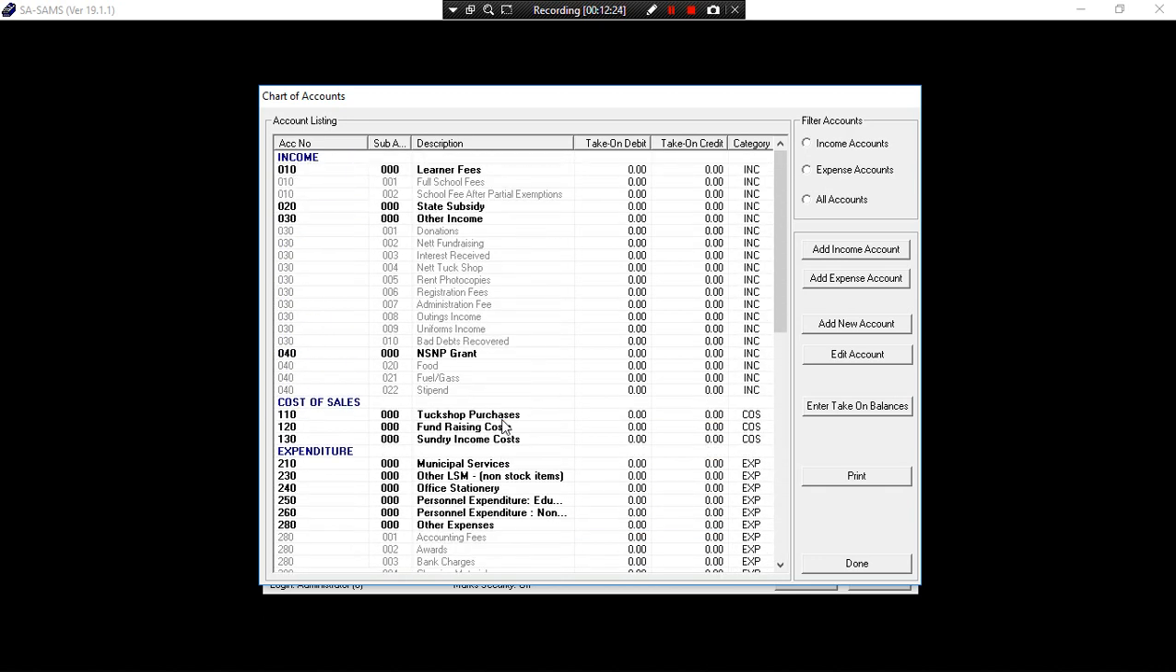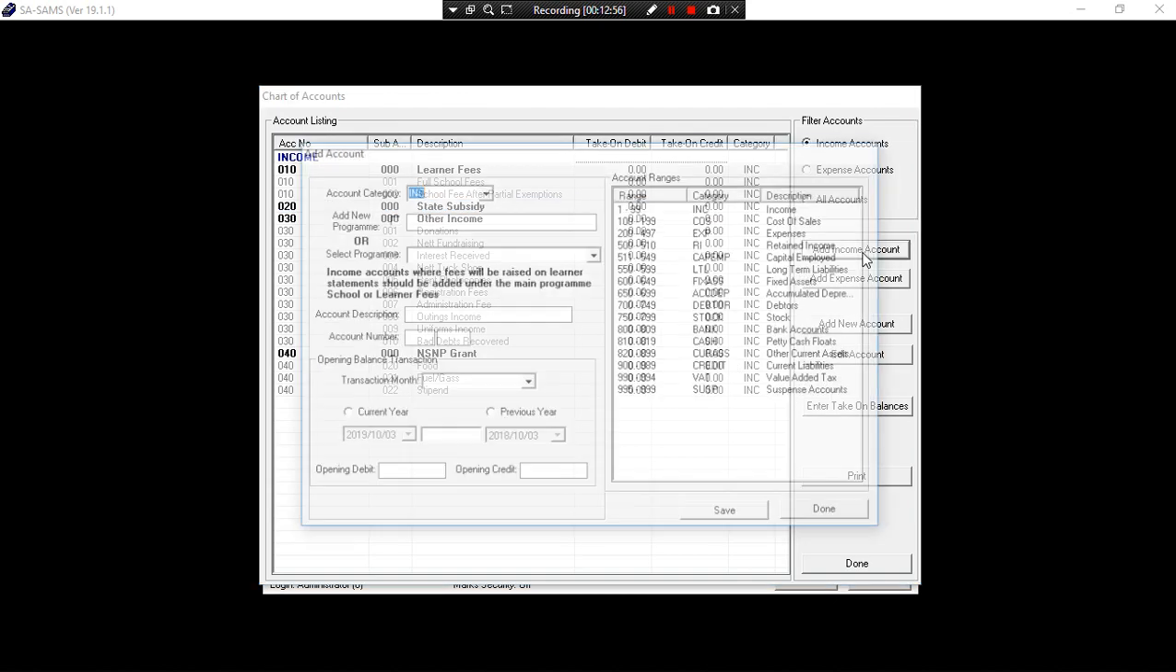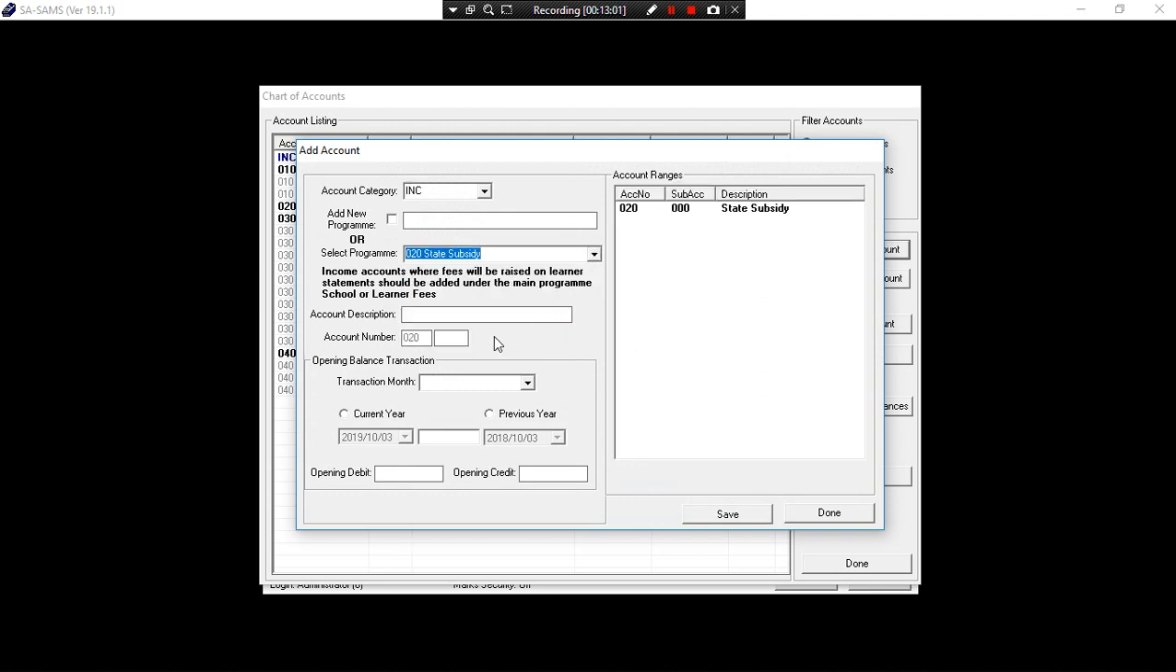Now we are going to maintain income in terms of norms and standards. Then in here we say state subsidies. Let's categorize this, let's filter it by income so that we do not make a mistake of adding this account under a different account type. So we say income, then on 020 sub account we are going to say add an income account. What type of income account? State subsidy, the description of the account, norms and standards.